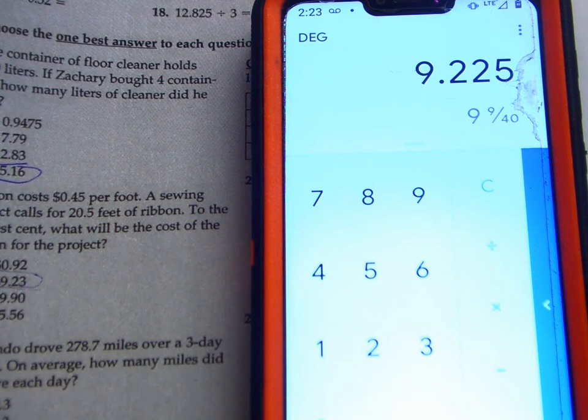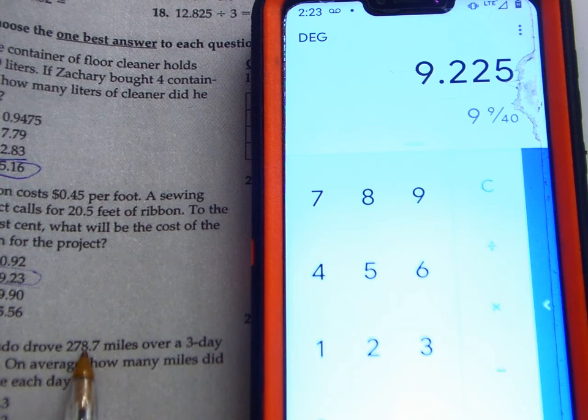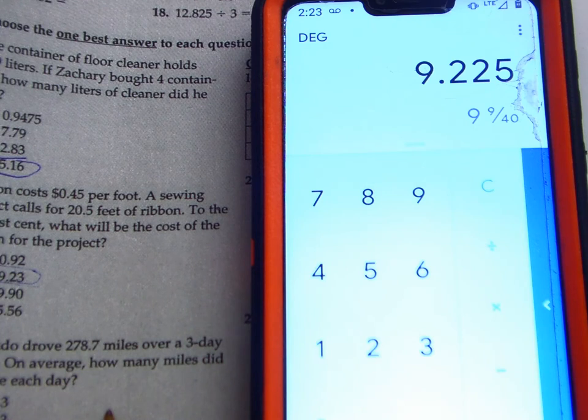Number 24, Armando drove 278.7 miles over a 3-day period. On average, how many miles did he drive each day? So on average, it means how much did he drive each day if he drove the same amount, and after 3 days it added up to 278.7. So some number plus the same number plus the same number adds up to 278.7. What kind of problem is that? Do you know? Well, you want to divide this number into 3 equal parts. So it's a division problem.